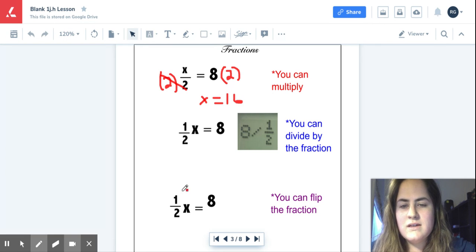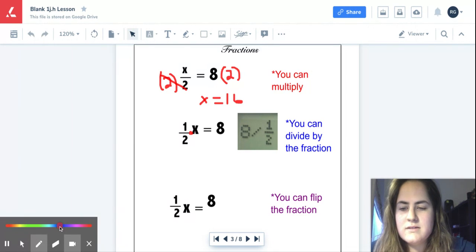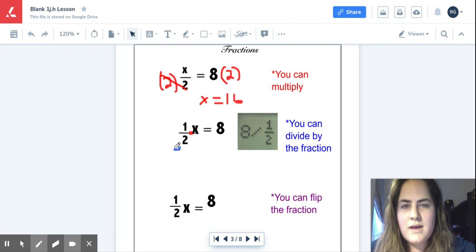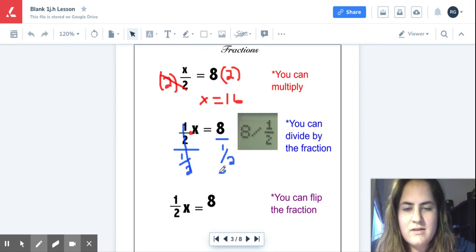If you see a fraction next to your variable, there's still secret multiplication right in between there. So I'm going to do the opposite of multiplying by a half, which is dividing by a half. And when you're dividing by half in your calculator, you can use math num up to type it in. And 8 divided by a half is still 16.